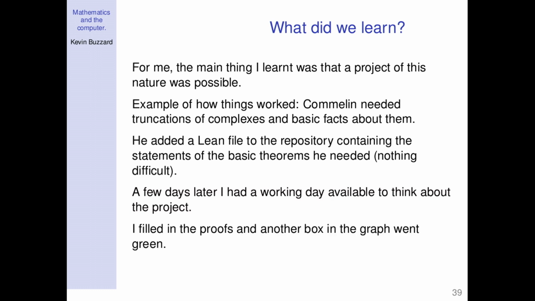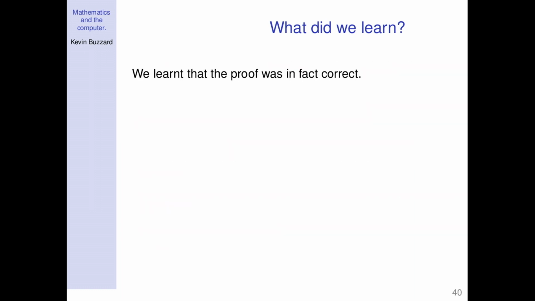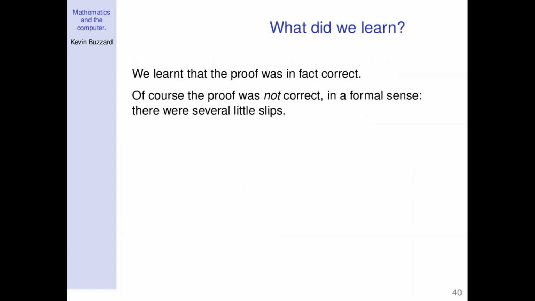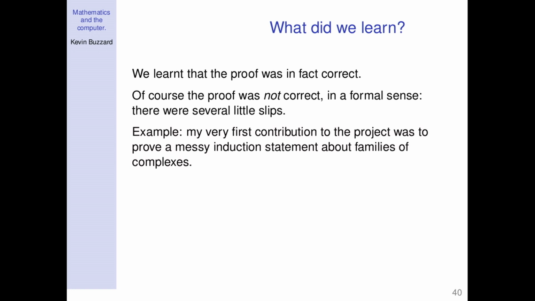And then the other thrill is that you see these boxes. Everyone gets very excited when another oval is about to go green. And we learned that the proof was correct, which was good. And in fact, it wasn't correct, because of course no proof is really correct, right? Somehow anything that's 8 pages long is going to have some slip somewhere. There were several little slips. And there was one slightly bigger slip.